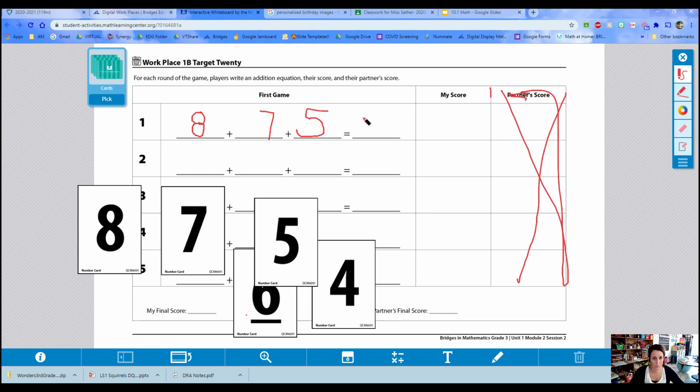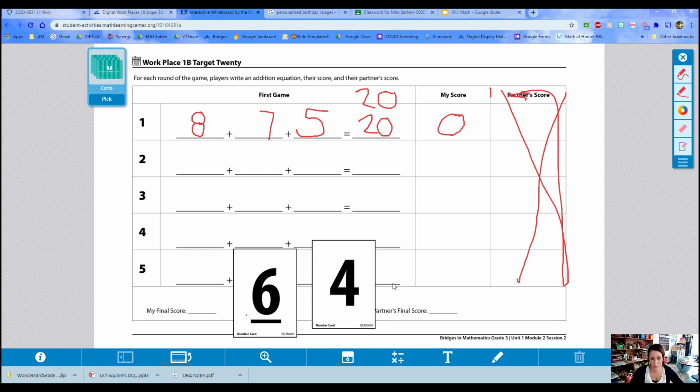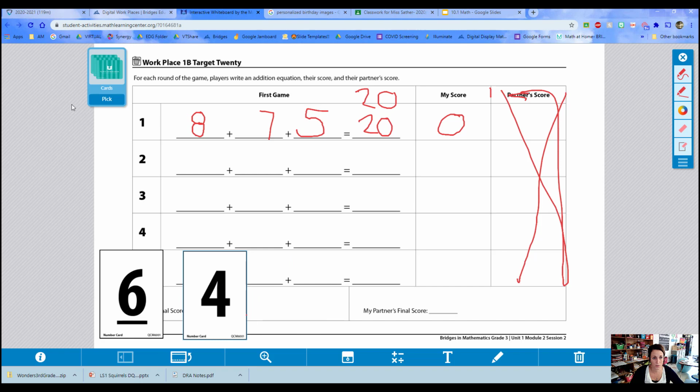8 plus 7 plus 5 equals 20. So now I have to think, how close is my answer to 20? Well, it's exactly 20. So 20 minus 20, using the take all strategy, is 0. So I got 0 on my first round. Now I'm going to delete the cards that I use, or discard the cards that I use. I'm going to click on the card and push delete. Click on the card, push delete, click on the card, and push delete. Now if you're playing with somebody else, now it's their turn, but since I'm just doing the 5 rounds, I'm going to pick 3 more cards.